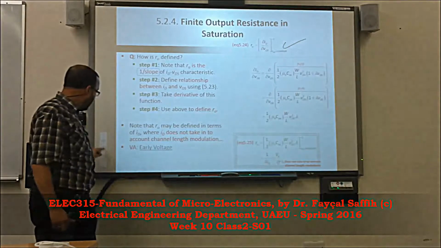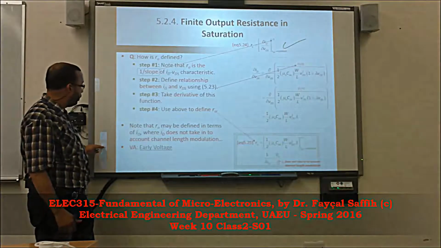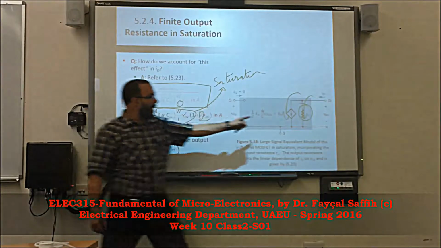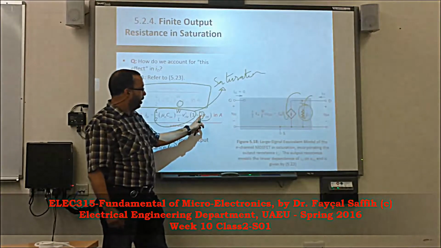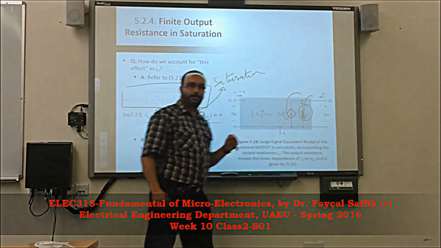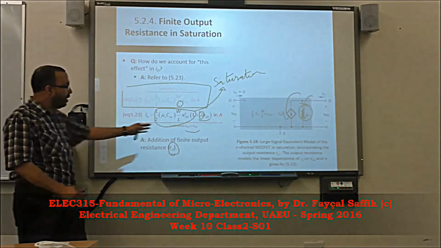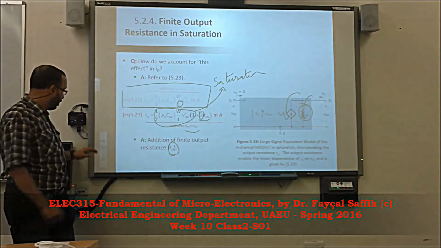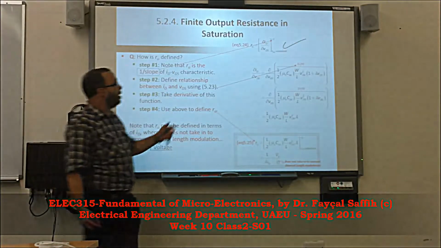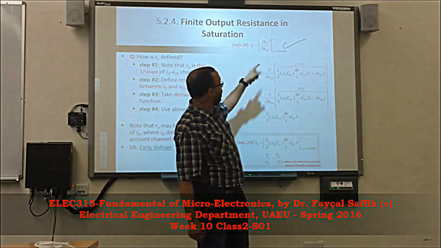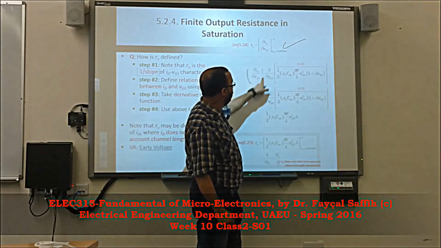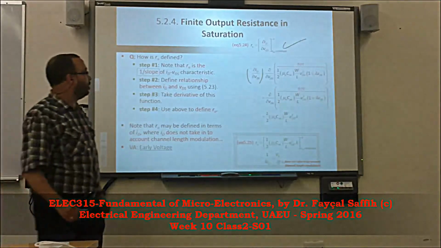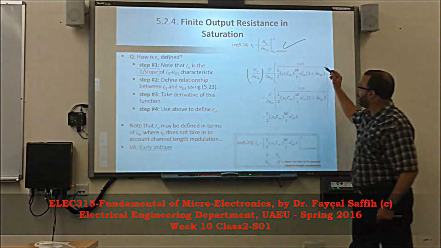We take the formula that we just adopted, and then we play with it to get R0, the relationship between lambda and R0. Because lambda is just a constant we don't know, and R0 we don't know. So we want to relate the two and try to make sense of what we are analyzing. So we take that current ID and we derive it with respect to VDS, keeping VGS constant. Good. Excellent. So that's that equation.